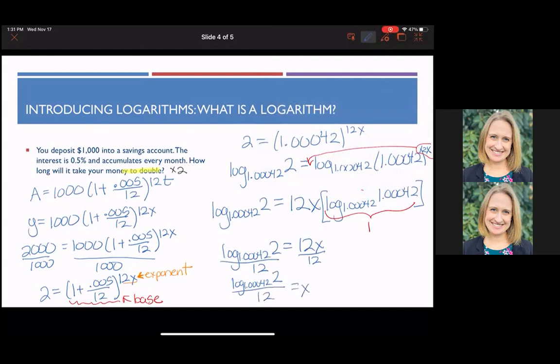So here we can, again, use the change of base formula to do that. I'm just going to write it as 1/12 times the ln of 2 divided by the ln of 1.00042. You can put that in the calculator, or we're going to now see it in Desmos one more time.